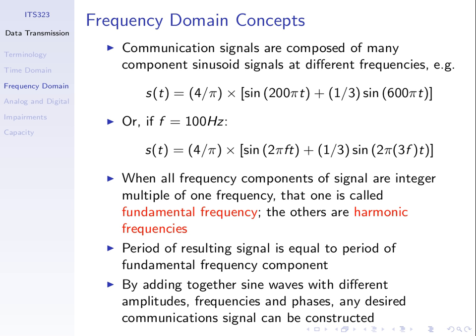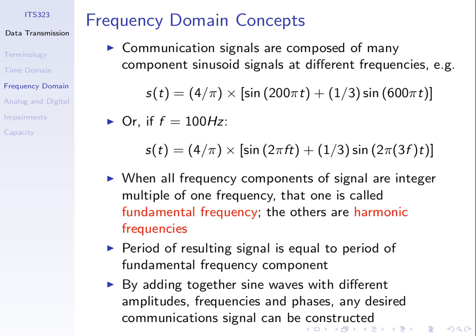S1 of t, amplitude; S2 of t, some peak amplitude. They're easy. What's the phase of S1 of t? Remember our general equation, A sine 2 pi ft plus phase. The phase is 0. There's no phase component here. Same with S2 of t. Phase.